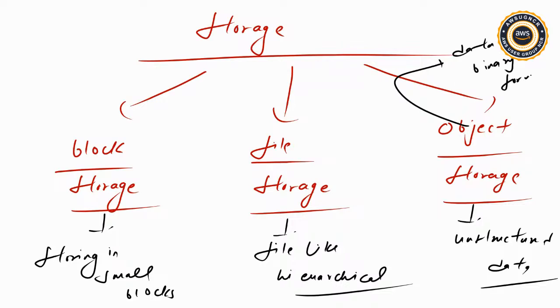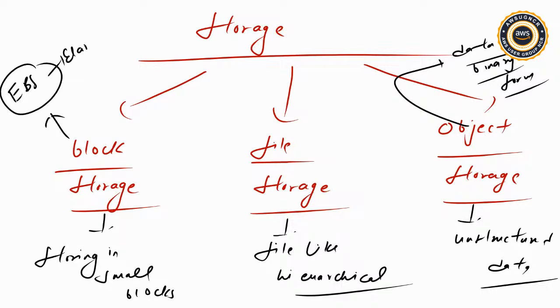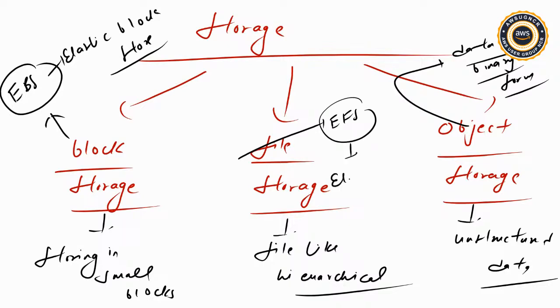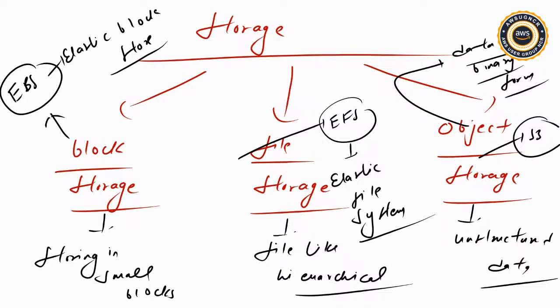So services which provide you these storage: block storage is provided to you in AWS by EBS, Elastic Block Store. That's the full form. Okay, file storage, we have a service called EFS, Elastic File System. And object storage, we have a very commonly used service called S3, Simple Storage Service. So we will talk about Simple Storage Service.